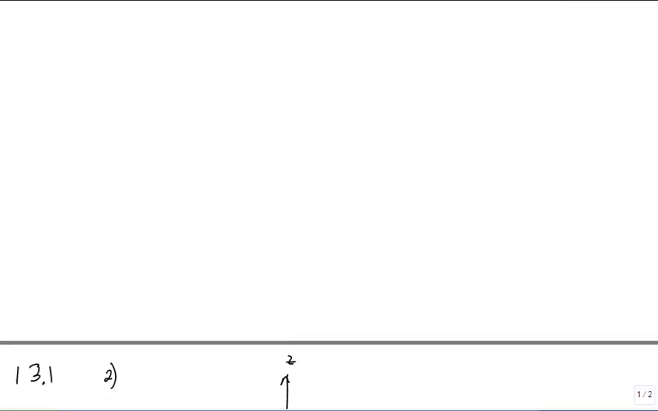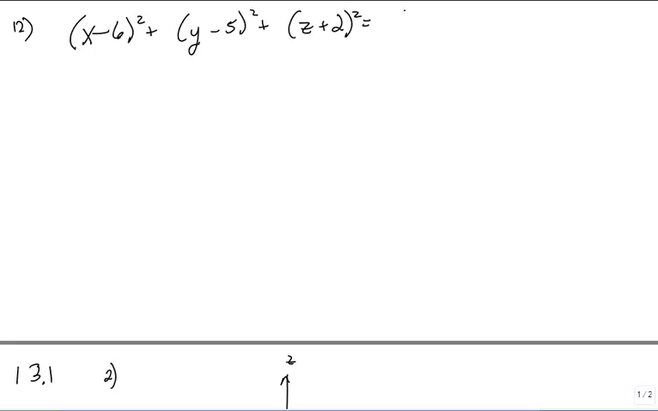Let's look at number 12. Find the equation of the sphere with center of 6, 5, negative 2, and radius square root of 7. So that would just be x minus 6 squared plus y minus 5 squared plus z plus 2 squared equals square root of 7 squared, which is 7. So there's the equation of the sphere. Describe its intersection with each of the coordinate planes.